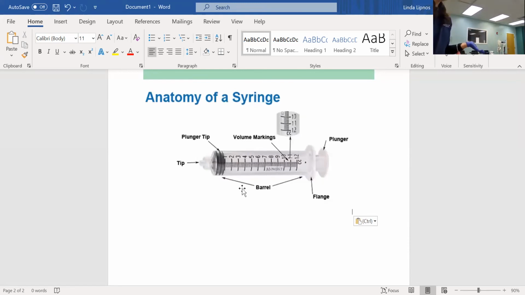Okay, so I have some needles set up. I'm just going to pause for a second to get the computer ready. I'm going to stop sharing for a minute.